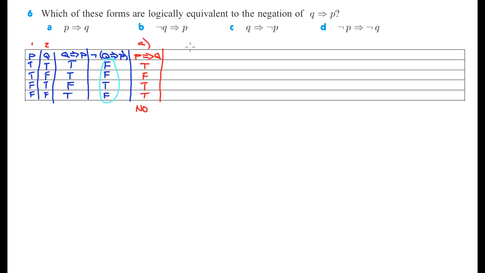Okay, so let's do B. We got not Q. So the first thing we need is not Q, because we don't have that one yet. So Q is true, false, true, false, so that's going to be false, true, false, true. So we have to have not Q implies P. Since this is implication, the order matters, so not Q is first, P is second.